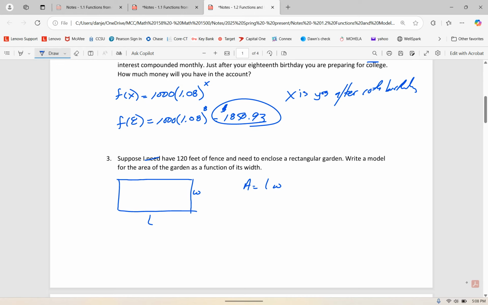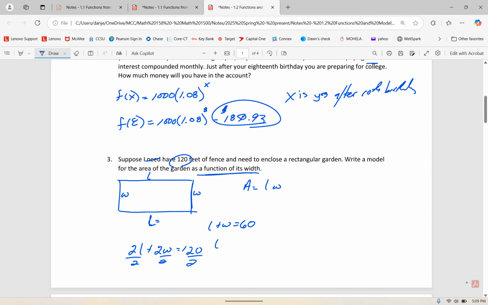But we say we want to write the area as a function of its width. So what we need to do is we need to express length in terms of the width. So we have 120 feet. So the length on this side, the length on this side, the width here, and the width here, that's 2 lengths and 2 widths, is my 120 feet of fence. If I divide everything by 2, I know that 1 length plus 1 width would be 60. And so my length is 60 minus the width, because we're going to subtract W from both sides.